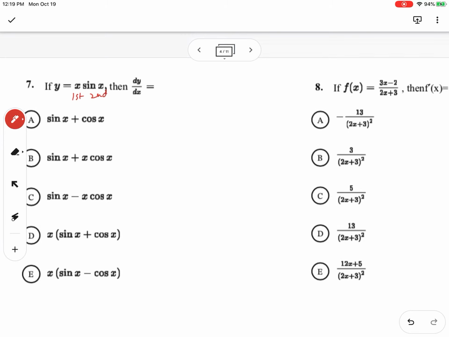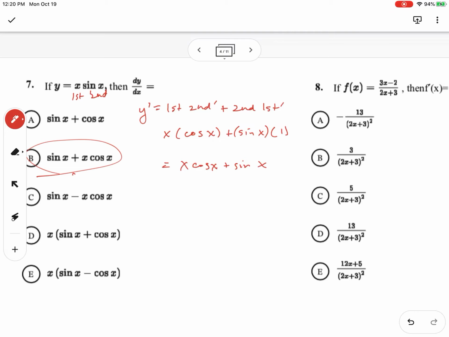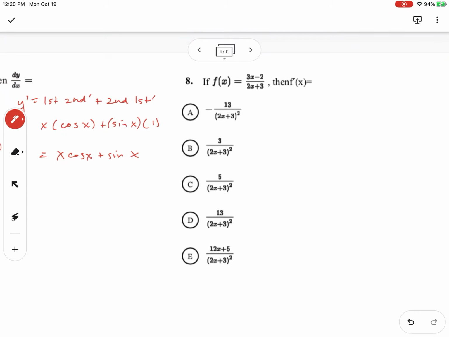All right, number 7. So this is a classic product rule. So first and second. The derivative is first times derivative of the second plus the second times derivative of the first. So x times, and I'm going to skip a step here, cos x plus sine x times 1. So that equals x cos x plus sine x. So where are you? There it is. Okay, B would be the answer.